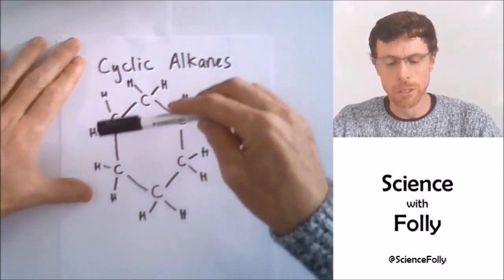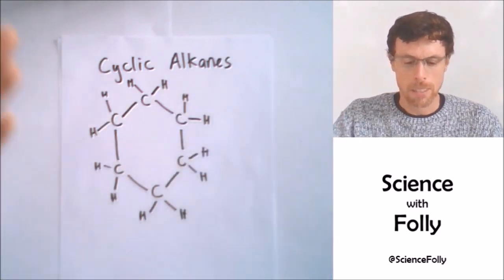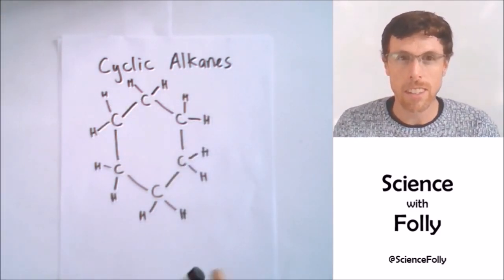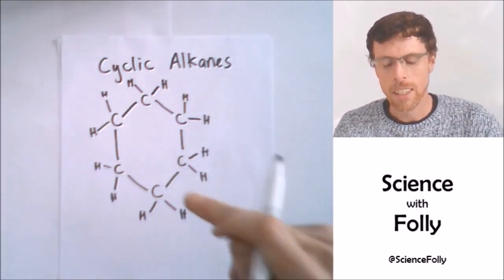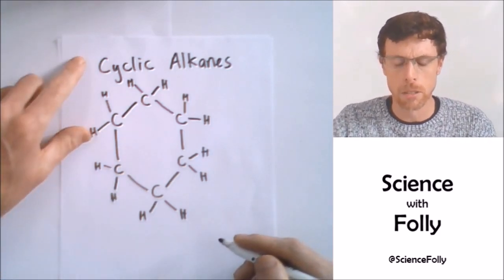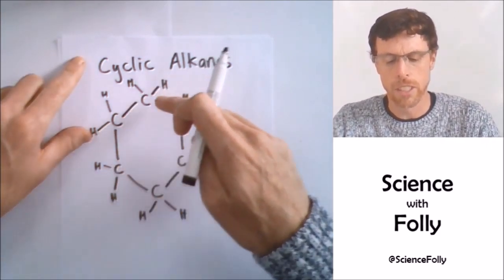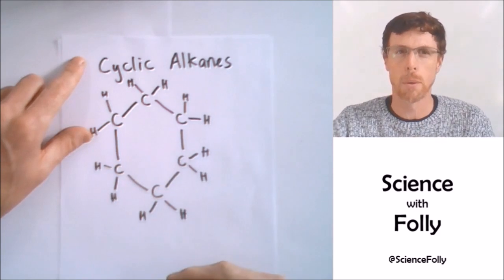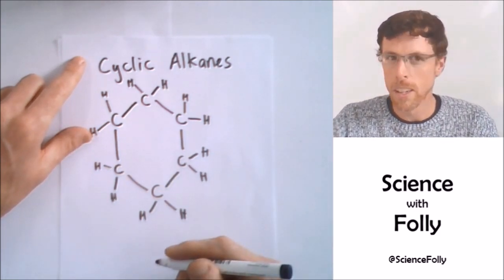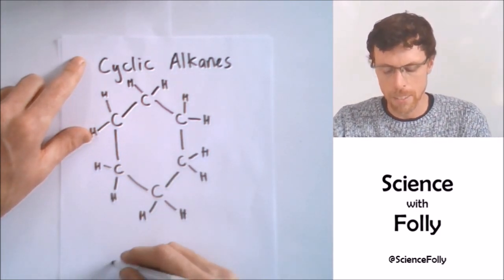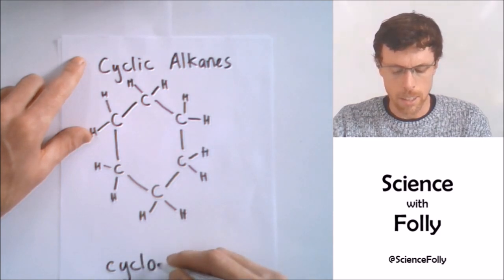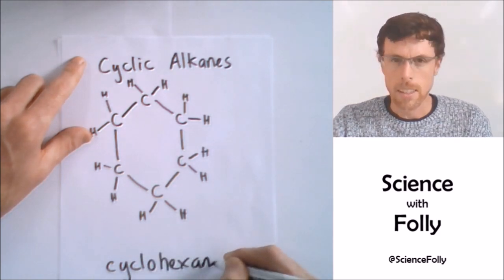Now alkanes can also form a ring shape, like this. We call them cyclic alkanes. What do you think this cyclic alkane is going to be called? Well, it's got 1, 2, 3, 4, 5, 6 carbons. Any guesses? I think you've got it right. Cyclohexane.